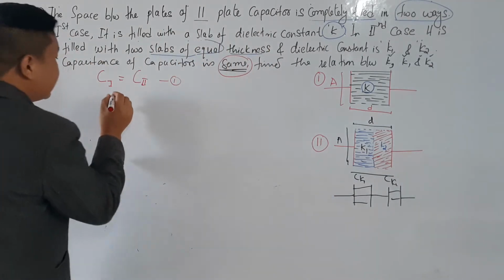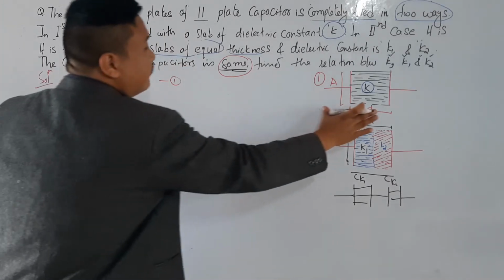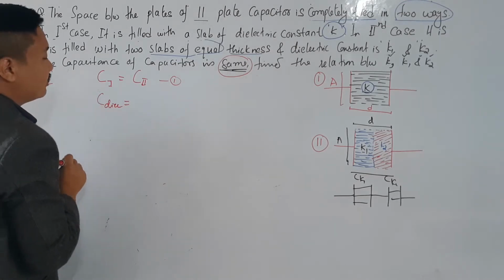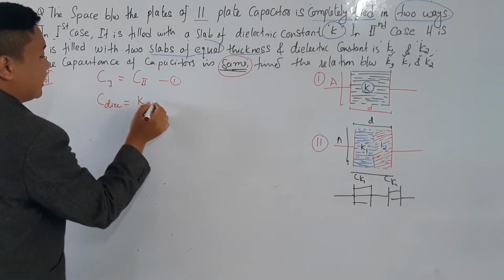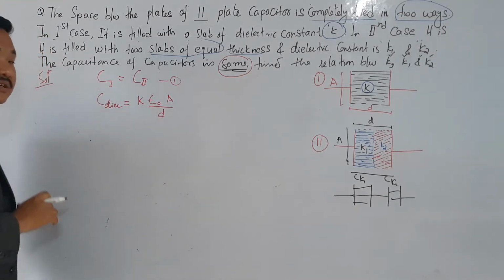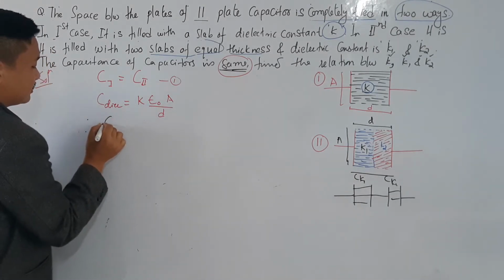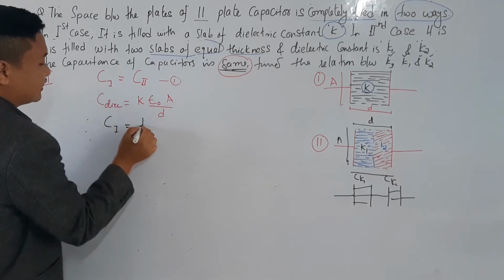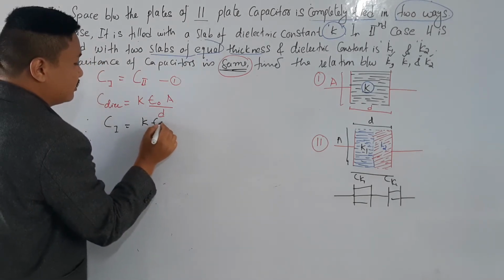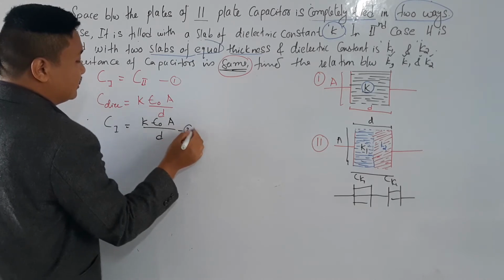Now we know that in both cases dielectric is inserted. Let me go to the first case. We know that C dielectric is equal to K epsilon naught A divided by D. It is very simple. Therefore, for case 1, C case 1 is equal to K epsilon naught A divided by D, where A is the area and D is the distance. So this is equation number 2.